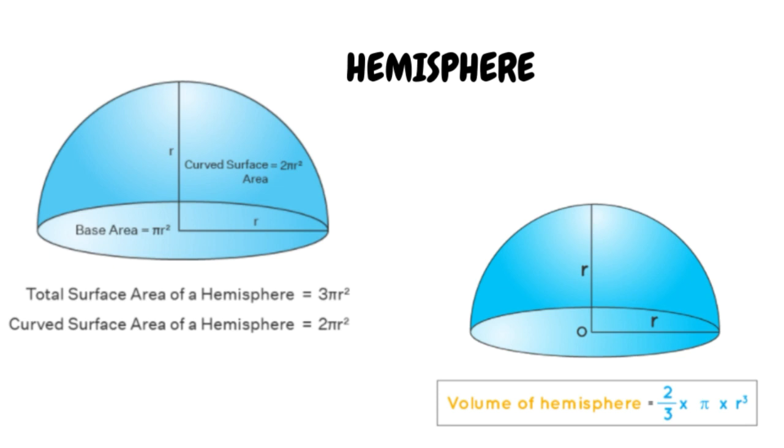So total surface area of hemisphere is 2 pi r square plus pi r square. So it is 3 pi r square. Now the volume of a hemisphere is nothing but half the volume of a sphere. So half 4 by 3 pi r cube is nothing but 2 by 3 pi r cube. So we conclude this chapter. Thank you.